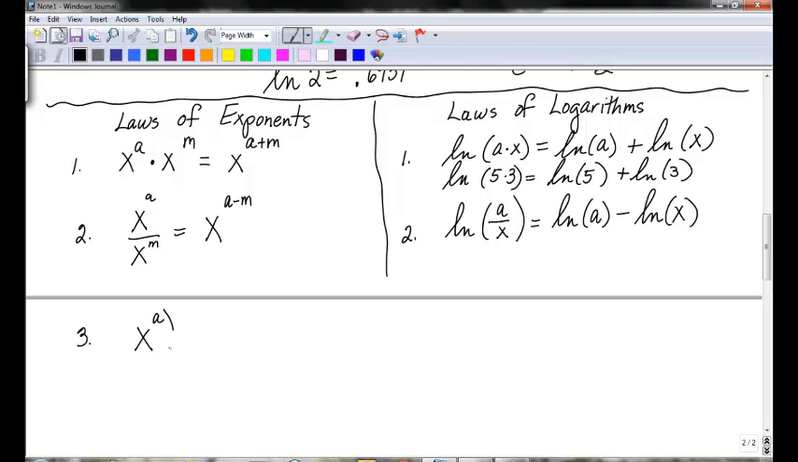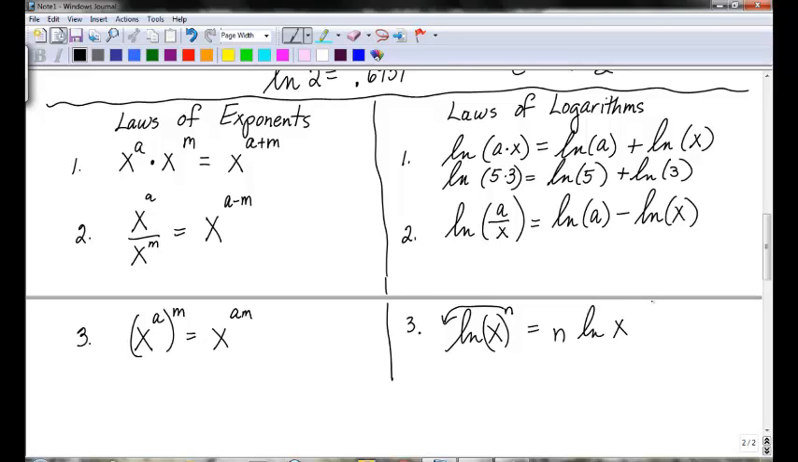X to the a power, and then when you raise that to the m power. When you raise a power to a power, you multiply them, right? So you'd have x to the am, and then on this one, you'd have the natural log of, I'm going to write it x to the, I'm going to use a different letter here, x to the n power, okay? And move that out front. So you multiply it, just like we did on the other part. So it's n times the natural log of x.